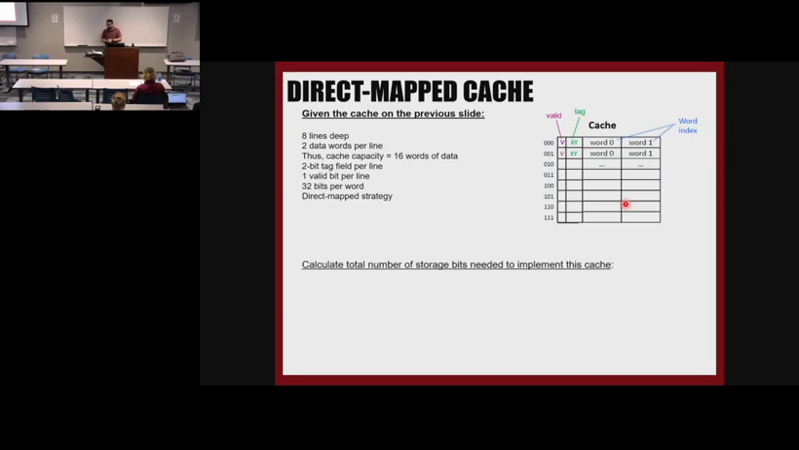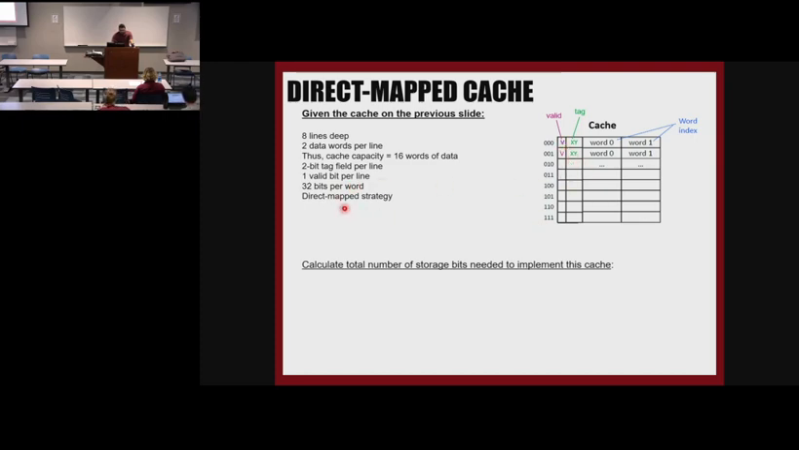this is another example, and we just want to calculate the total cache capacity. If you want to know how many extra bits we have in the cache, from this example, we have 8 lines in the cache. We have 2 data words per line. It means that we have 16 words in the whole cache. We have 8 lines, 2 words. It means that we have 16 words of data in the cache. So this is the data part of the cache. But we also have a 2-bit tag per line, 1 valid bit per line.